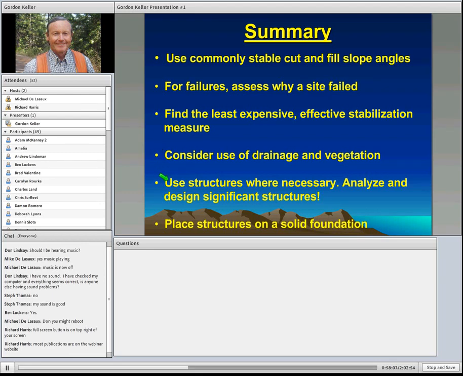And if you're getting into big structures, you want to get into structural design. That's a whole other issue. We could spend days talking about that. But you do want to get into design or talk to consultants who do that type of design. And last, put them on a decent foundation, because that's what will cause a slope to fail.